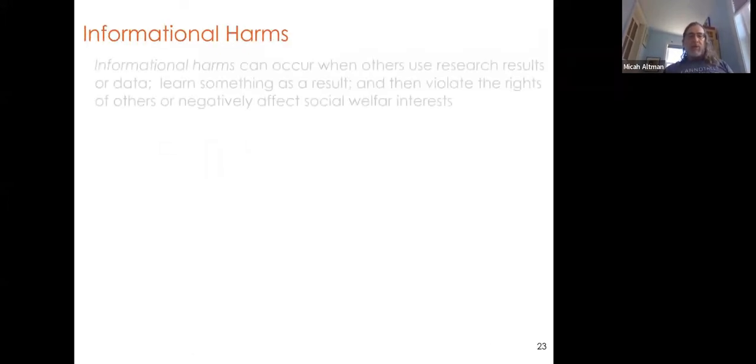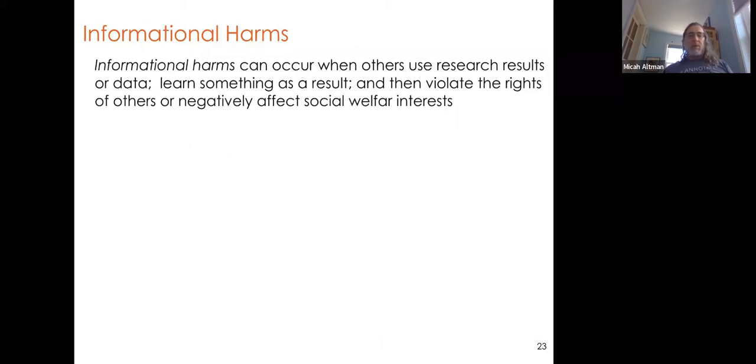So let's dive into a few of these. Informational harms occur when others use, or from research, when others use research results or data, learn something, and then violate the rights of others or negatively affect social welfare. And this is a very broad definition. And anonymity doesn't take care of all of these.